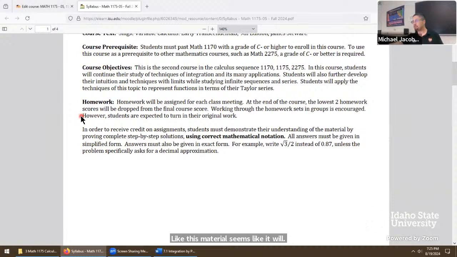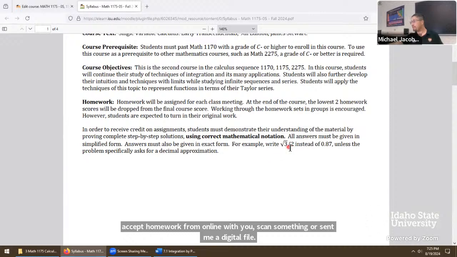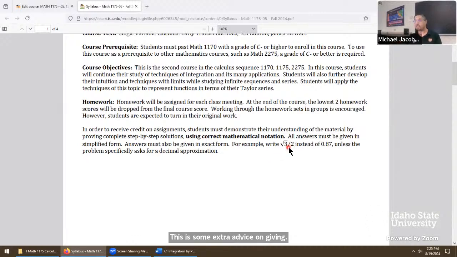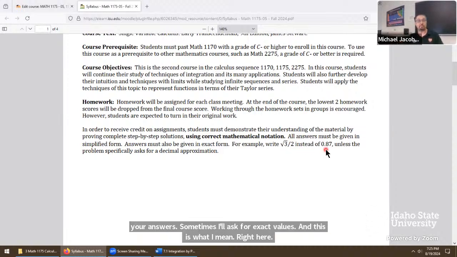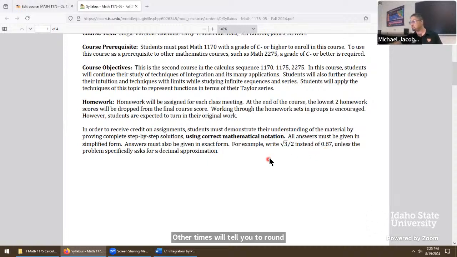Well, we discussed homework. Homework is pretty traditional, but I accept homework online, whether you scan something or send me a digital file. This is some extra advice on formatting your answers. Sometimes I'll ask for exact values, and this is what I mean right here. Other times, problems will tell you to round to 2 decimal places, and that might be what's expected of 0.87.